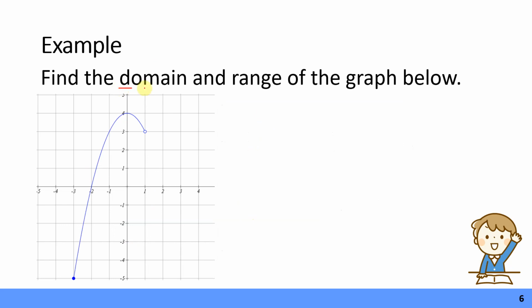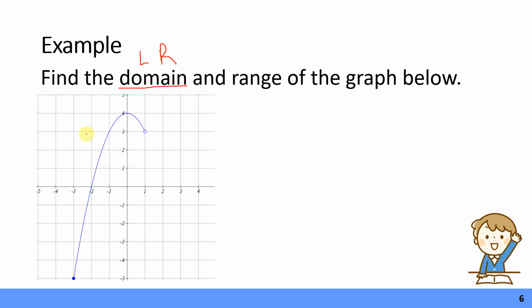Okay, let's go ahead and start with the domain. Domain, remember, is left to right. How far does the graph go to the left? How far does it go to the right? Unlike the last graph that we just saw, this one does have a definitive ending. So this one doesn't keep going forever.